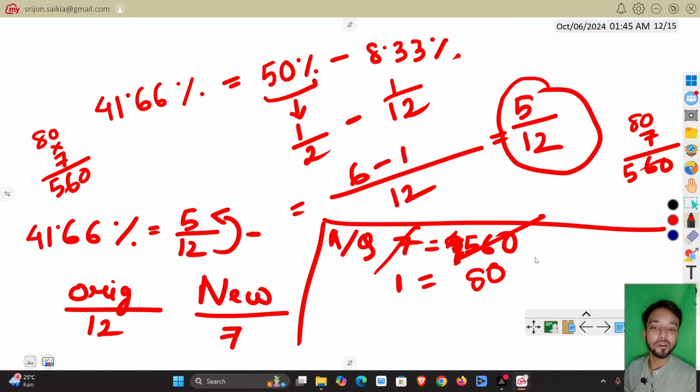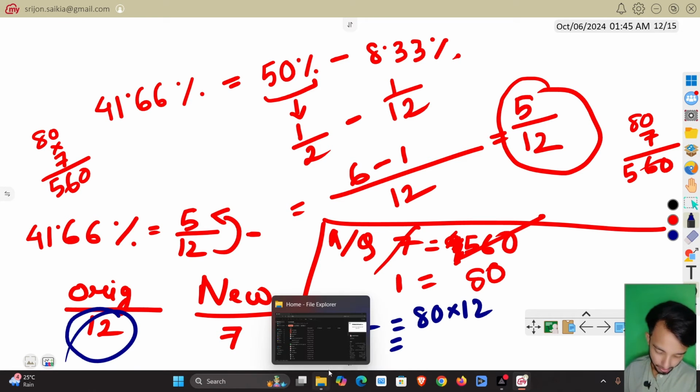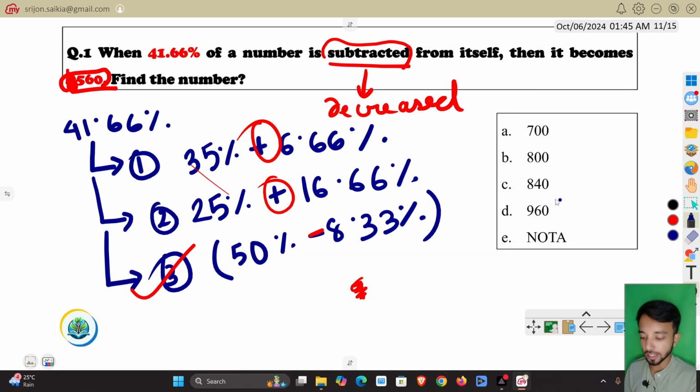But what is our original number? Our original number was 12. So we will multiply both sides by 12, that is 1 into 12 and 80 into 12. What is the value of 80 into 12? Write in the comment section. The value of 80 into 12 is 960. So the correct answer is 960, option number D. Very simple question.